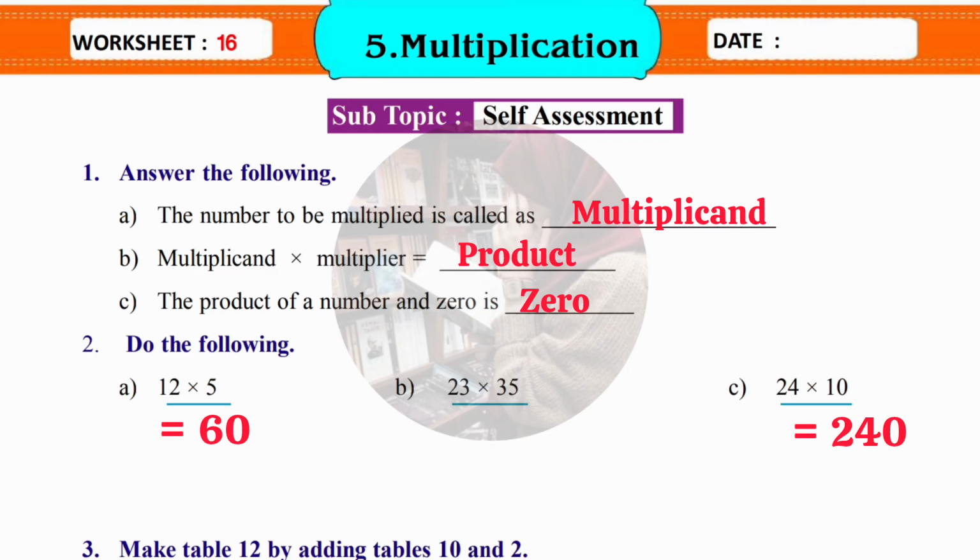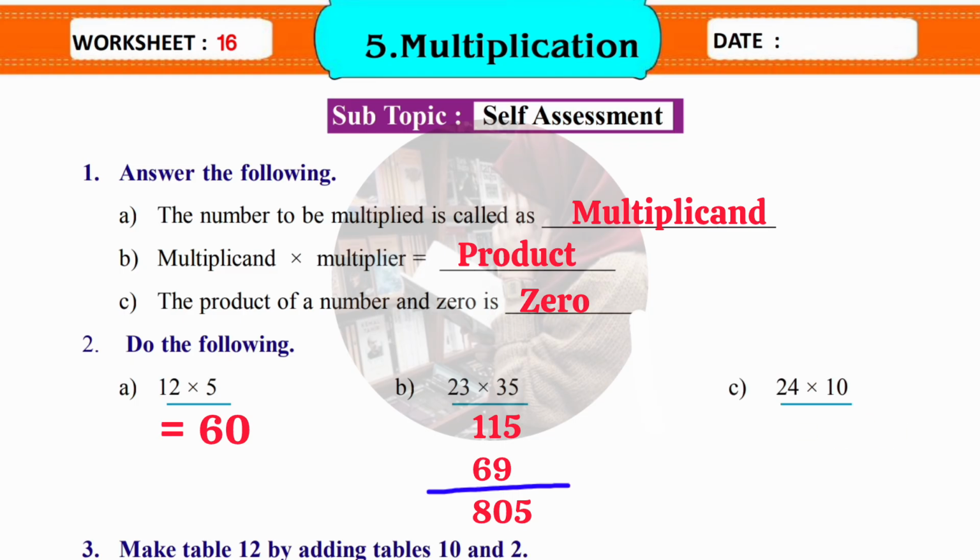Next one, 23 multiplied by 35. First do the multiplication of 23 with 5 and then with 3. So 23 multiplied by 5. 5 3s are 15, write down 5, 1 carry forward. 5 2s are 10, add 1 means 11, so 115. Then 23 multiplied by 3. 3 3s are 9, 3 2s are 6, so 69. Now add: 5 will be as it is, 9 plus 1 is 10, write down 0, 1 carry forward. 6 plus 1 is 7, 7 plus 1 is 8. 805 is your answer.